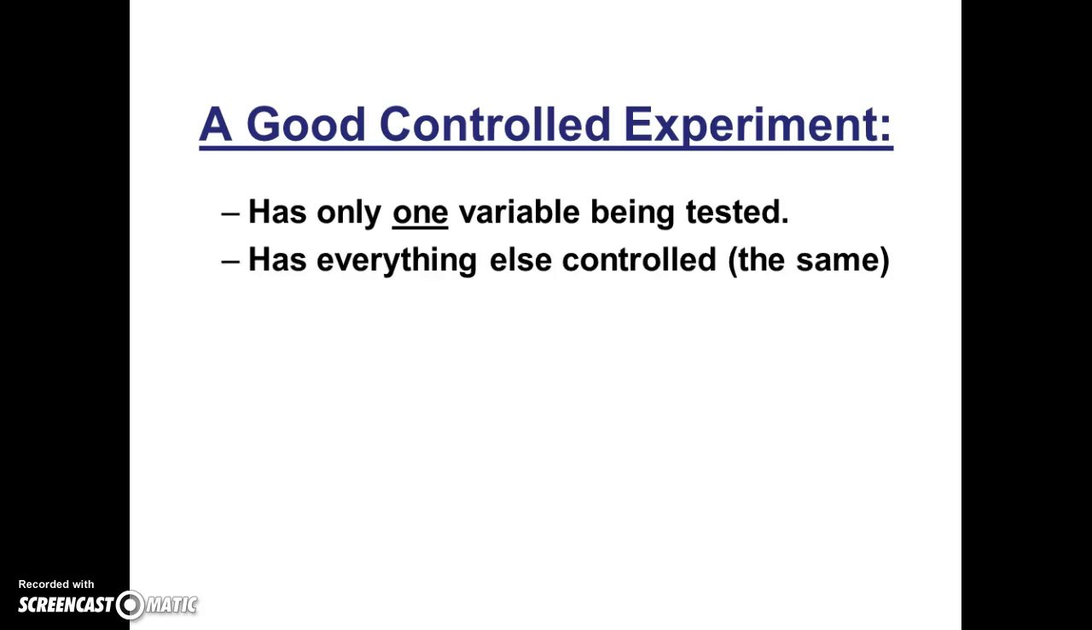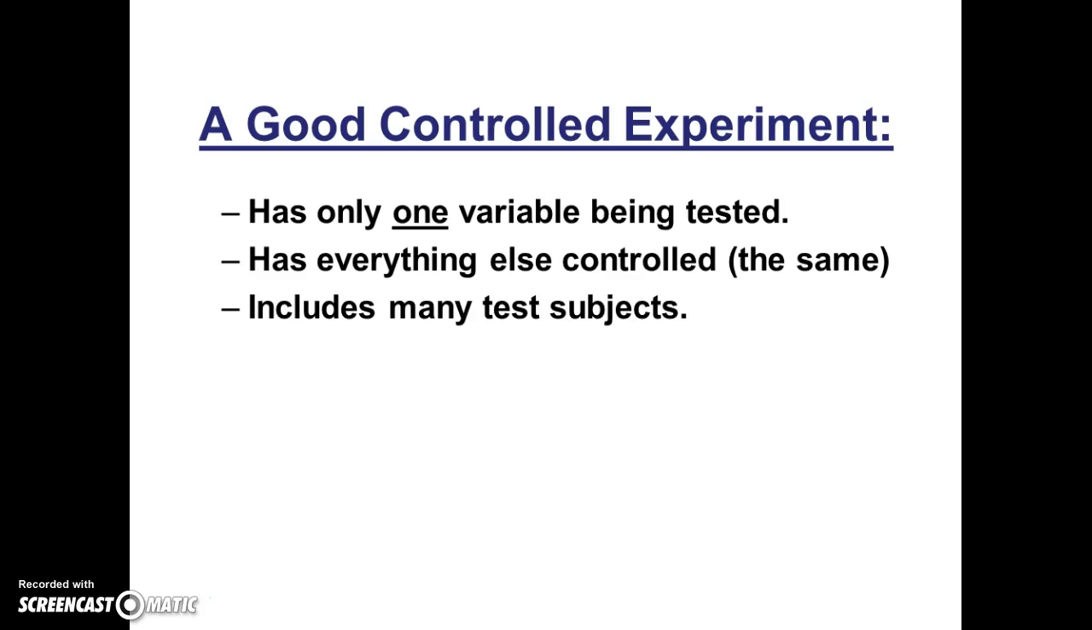Now, if I want to design a good controlled experiment to test out this hypothesis, I have to have a couple of things in place. First, I have to have one variable being tested, and only one. Not two, not three, only one thing, because then I'll be sure that that one thing is what caused the difference. Everything else has to be completely controlled and has to be the same. We'll talk about some different examples of that.